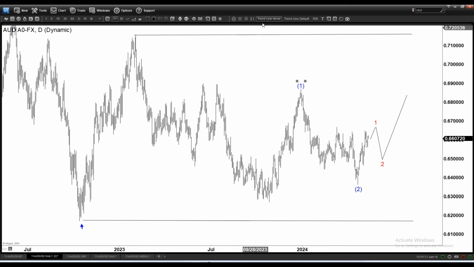Now if you take a look at this rally, that one kind of looks impulsive, right? It kind of looks like a 1 2 3 4 5. So you have what looks like an impulsive move here, what looks like a clear corrective move here. So in the end, the conclusion is that most likely we're going to break above this one at some point.